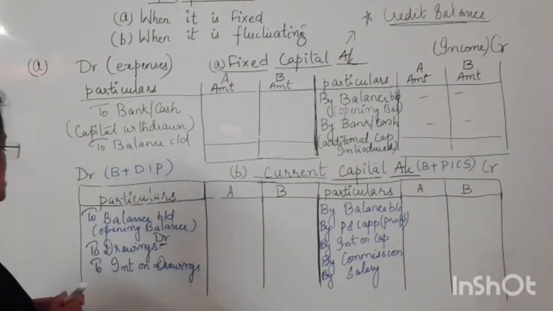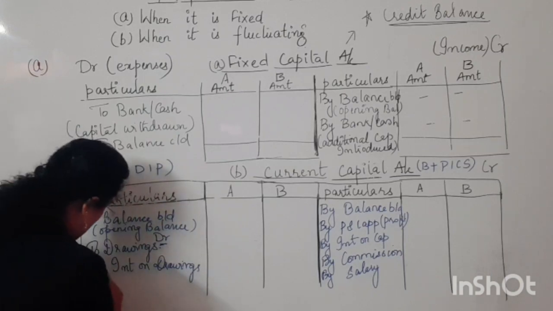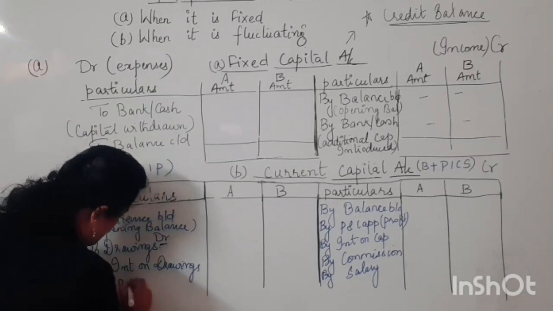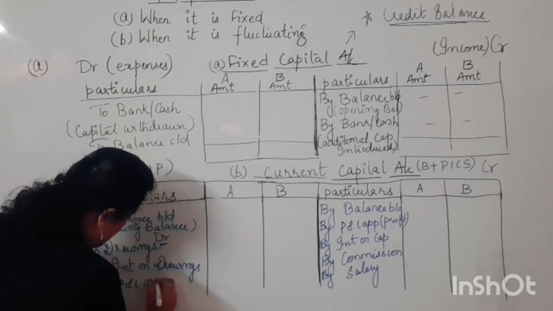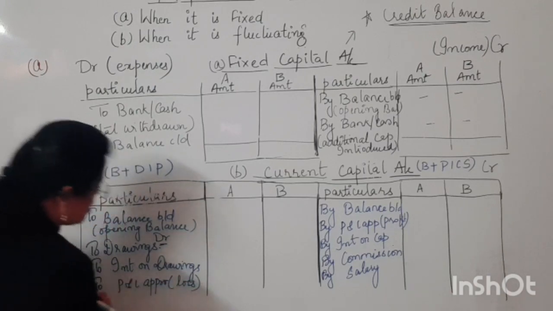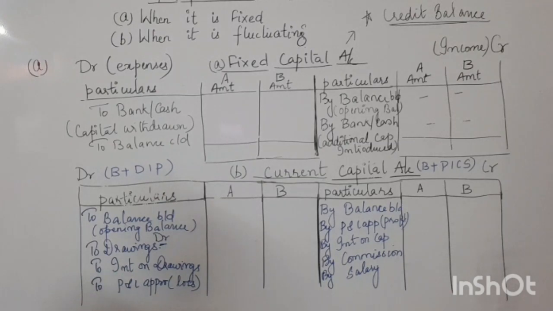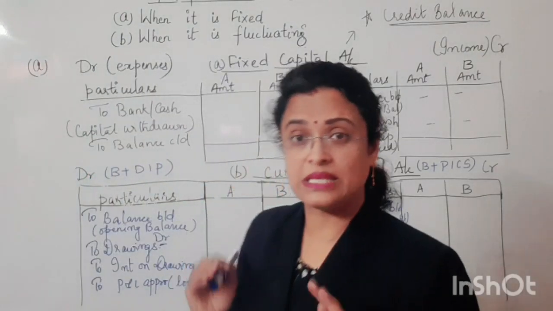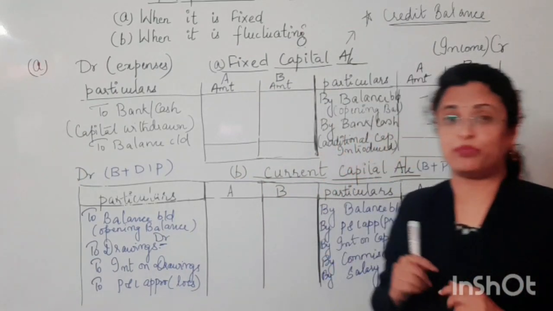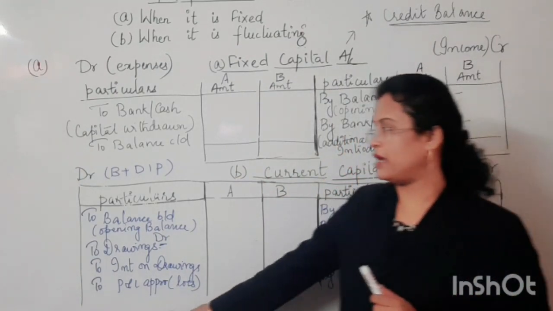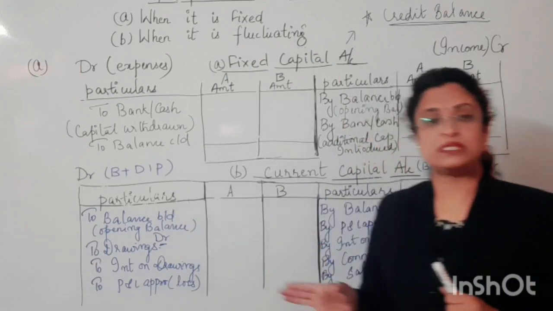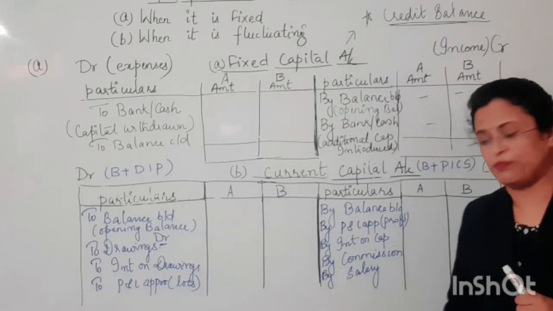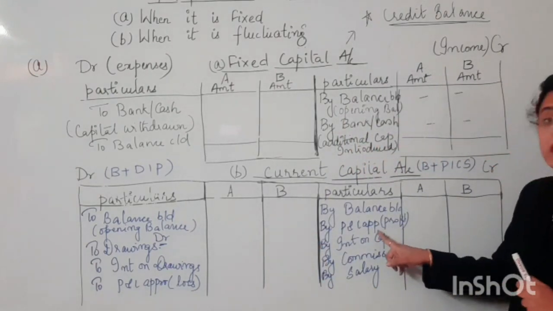And what does the P stand for here? The last one, the P stands for P&L appropriation. Basically this means that if the firm is having a loss while preparing the P&L appropriation account, then it will come there on the debit side, and if the firm is having a profit while preparing the P&L appropriation account, then it will come here on the credit side.